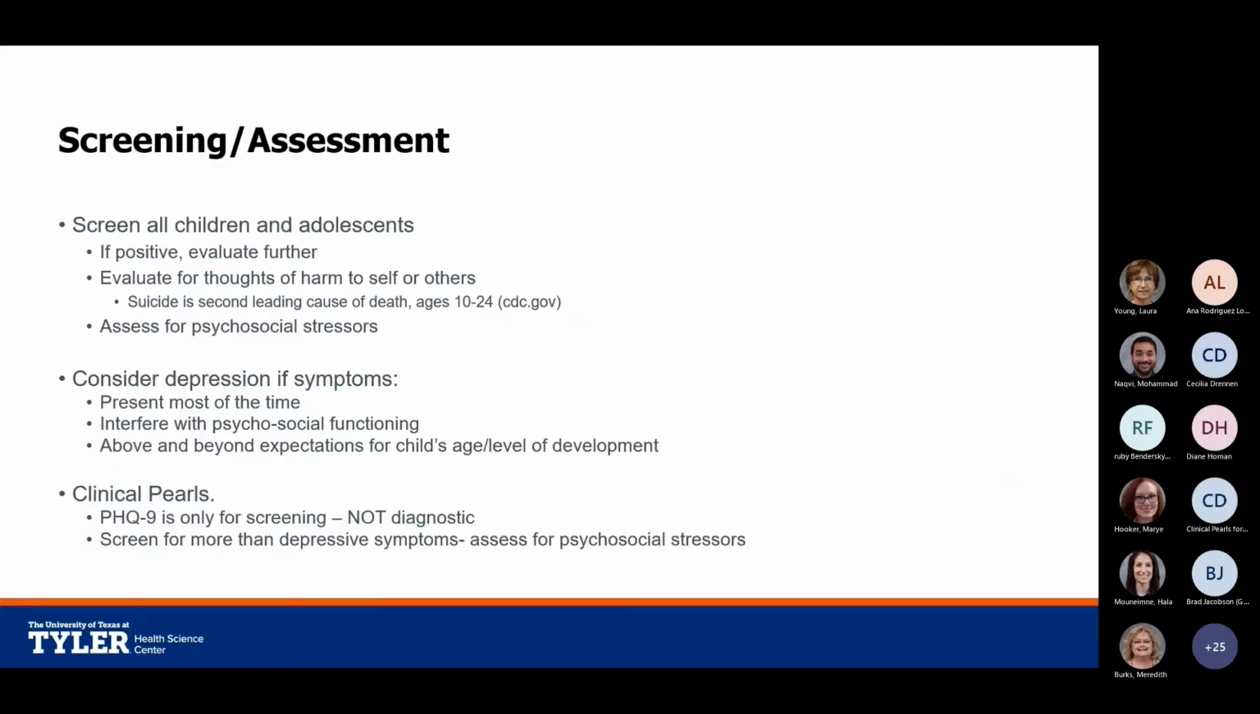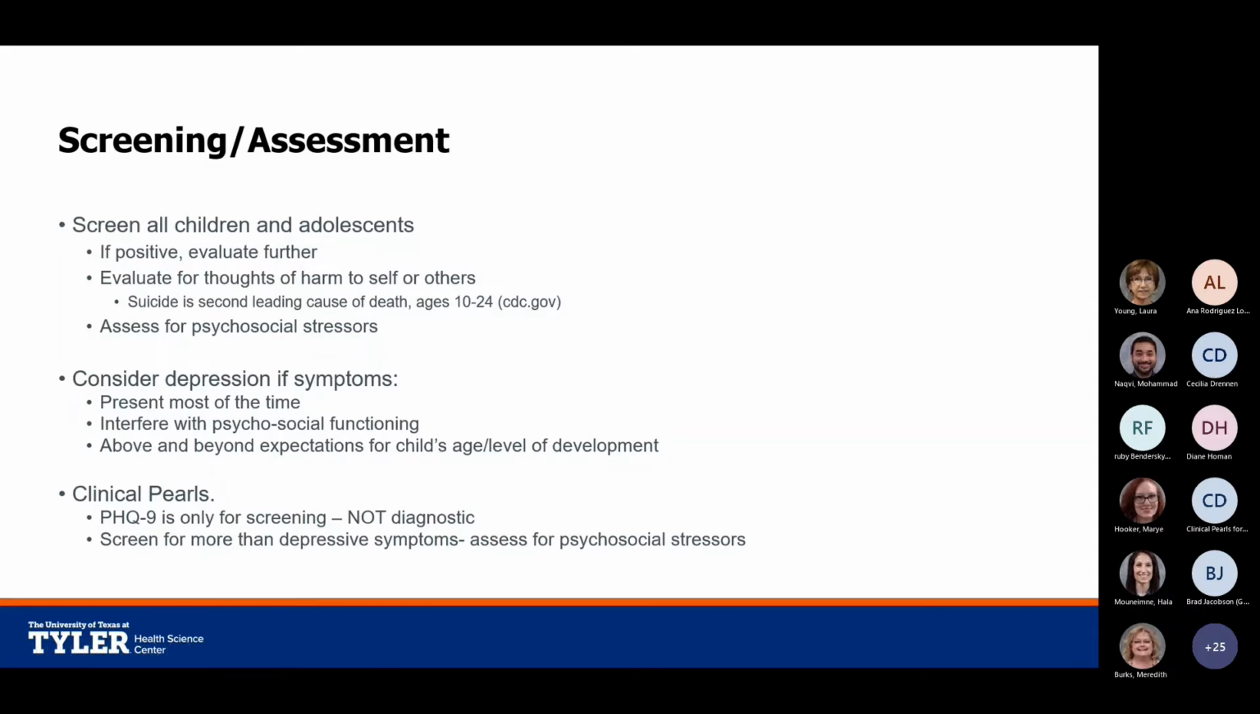When it comes to screening and assessing for depression, the guidelines state that all children and adolescents should be screened for depressive symptoms when they come to your office. Just do a quick screening tool, such as the PHQ-9 or even the PHQ-2, to see if they have symptoms of depression. And then if the screen is positive, you want to evaluate further thoroughly.